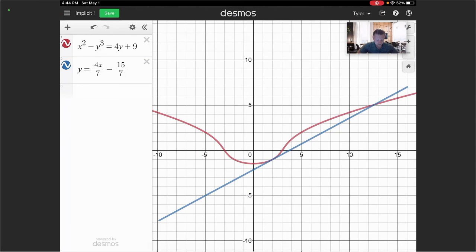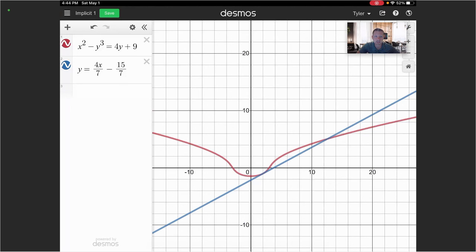So this is just a little bit of what it would look like if you want to double check your work and see if you got that tangent line equation correctly. You could always use Desmos to visualize if you have that implicit equation and its tangent line correct.